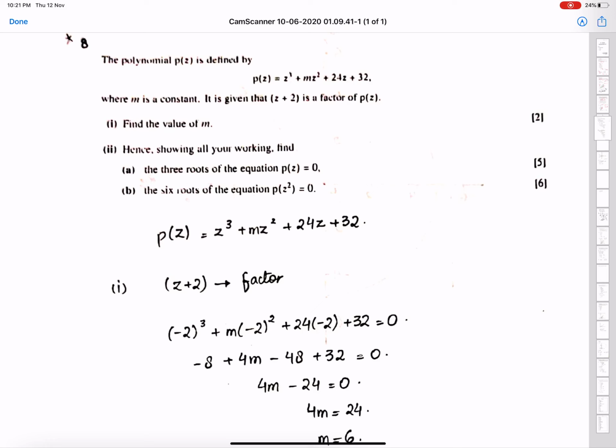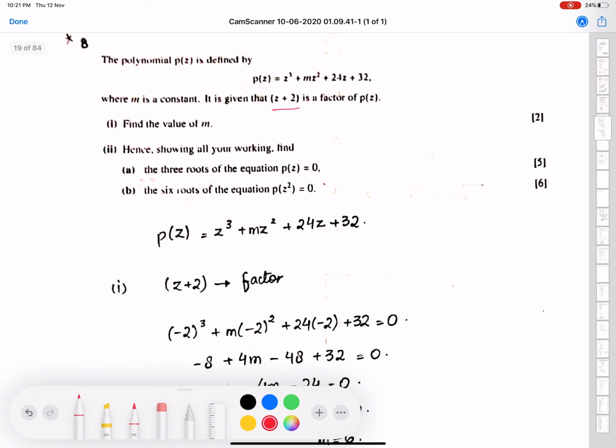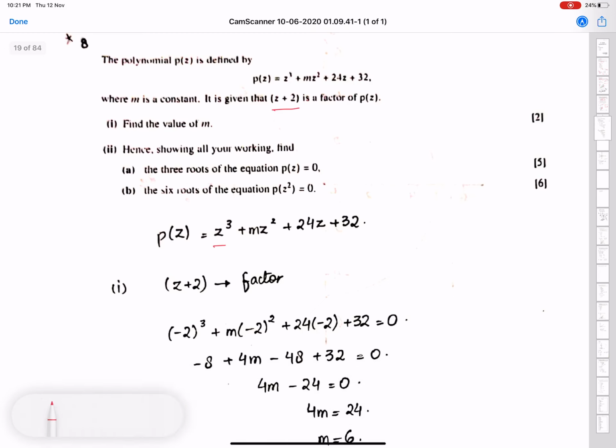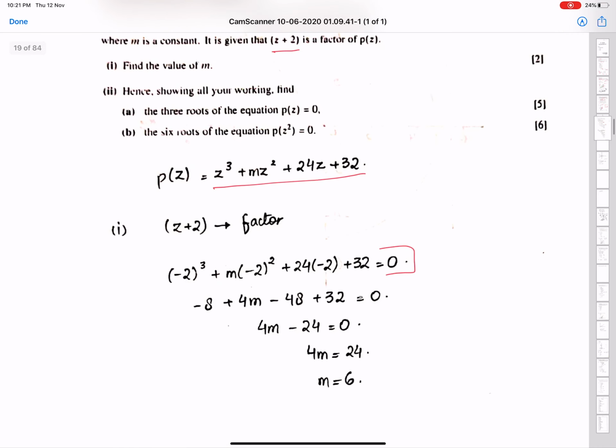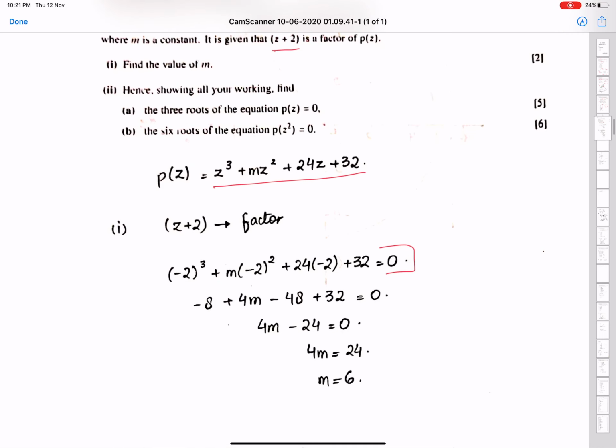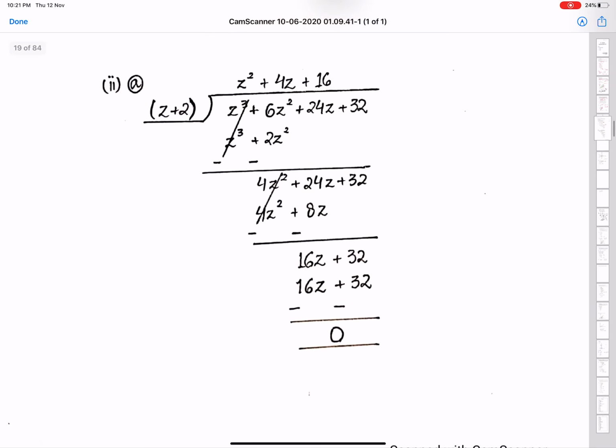This involves the remainder theorem. The first part is z plus 2 is a factor of p of z. This is very simple. Just need to substitute minus 2 into this equation. Equate this equation to 0 and get the value of m. It's 6. Now find the roots of p z is 0. We have to solve this equation. For that we need to use long division. So by using long division, we have this one root.